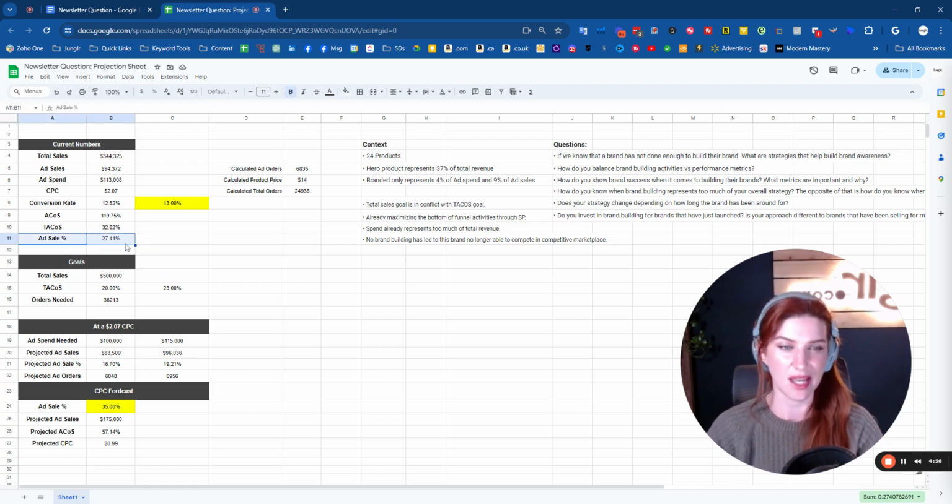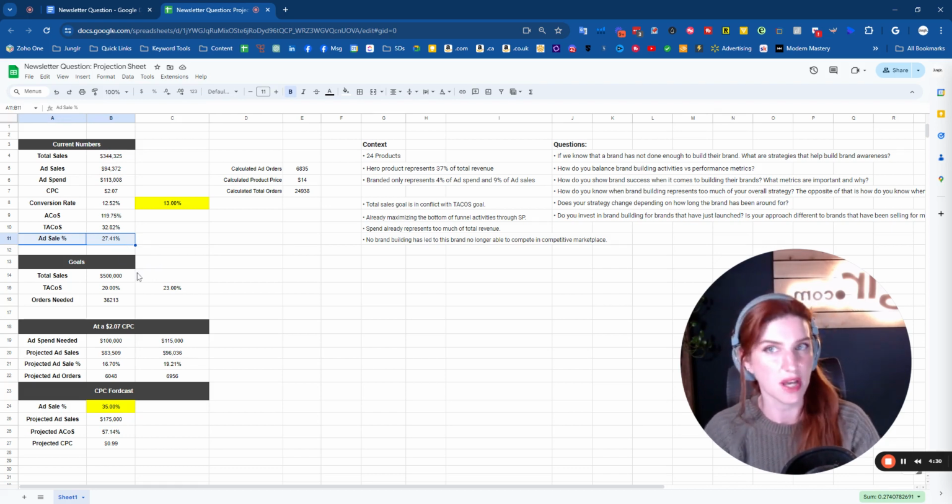And what I would say is that these days, closer to a 50% is normal. Now, if I was looking at healthy ACoS and total ACoS numbers, I would say that this number is very healthy as well. I would count this as a very healthy account.